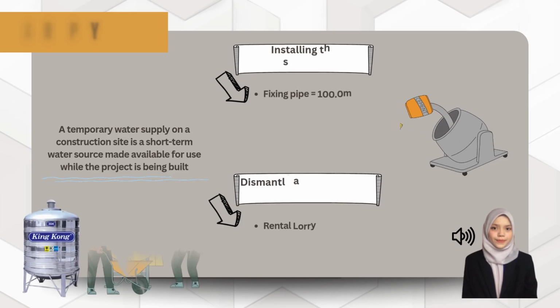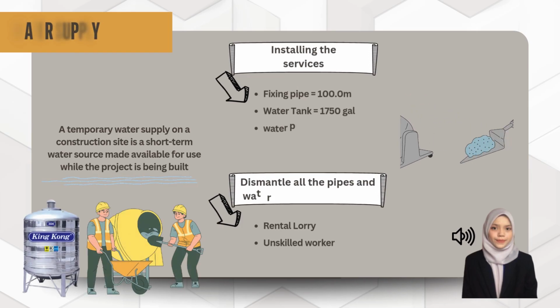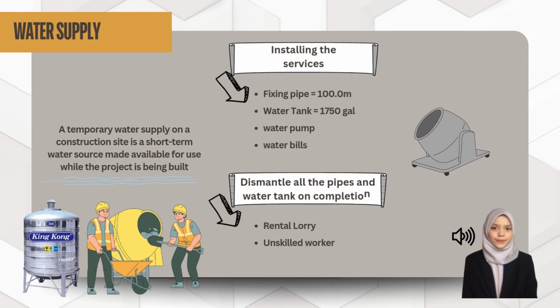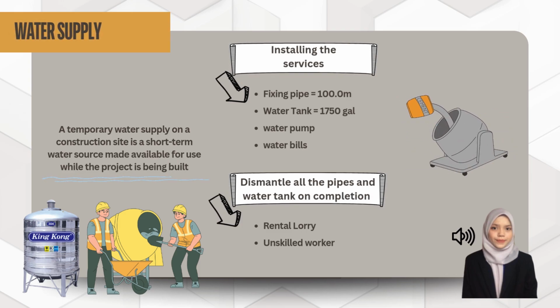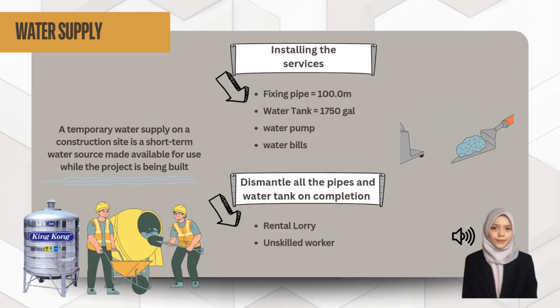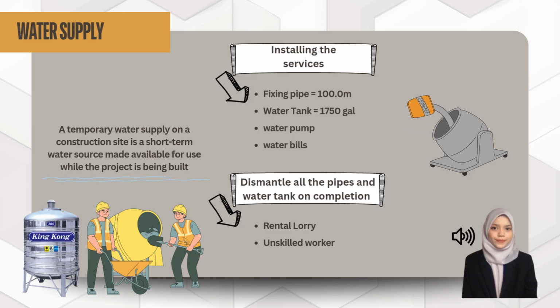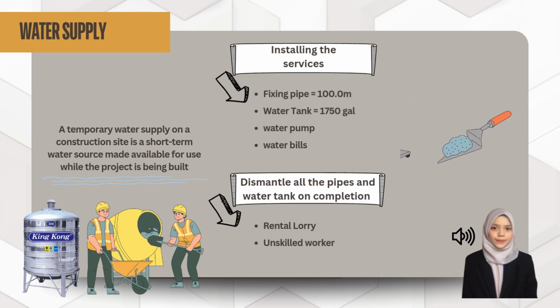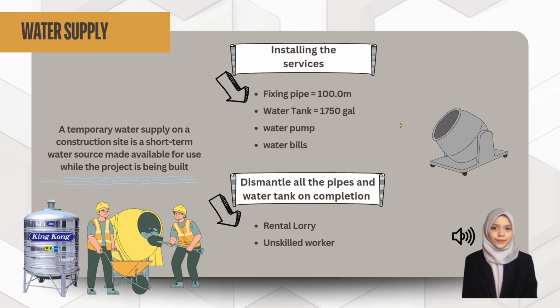Next, a temporary water supply on a construction site is a short-term water source made available for use while the project is being built. The contractor should provide this temporary water for construction-specific activities like mixing concrete, curing, and cleaning equipment, to guarantee that workers have access to water for a variety of functions, including drinking, sanitation, and dust control. There are 2 steps to calculate this cost.